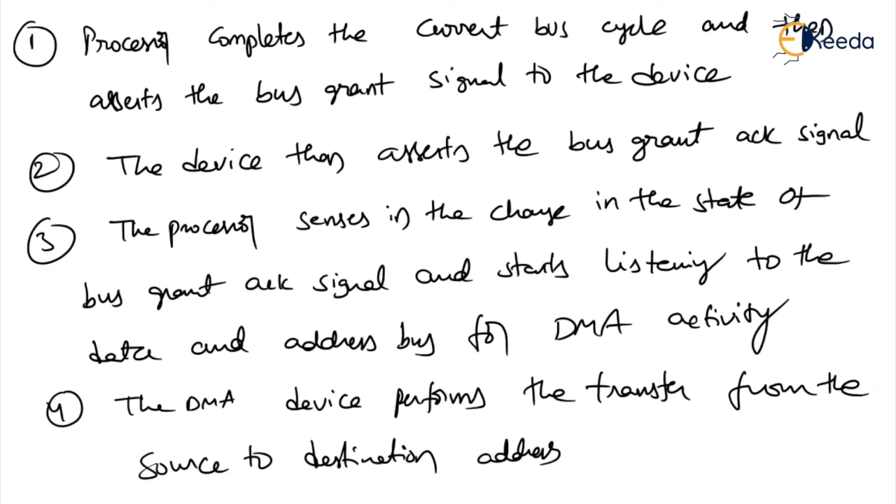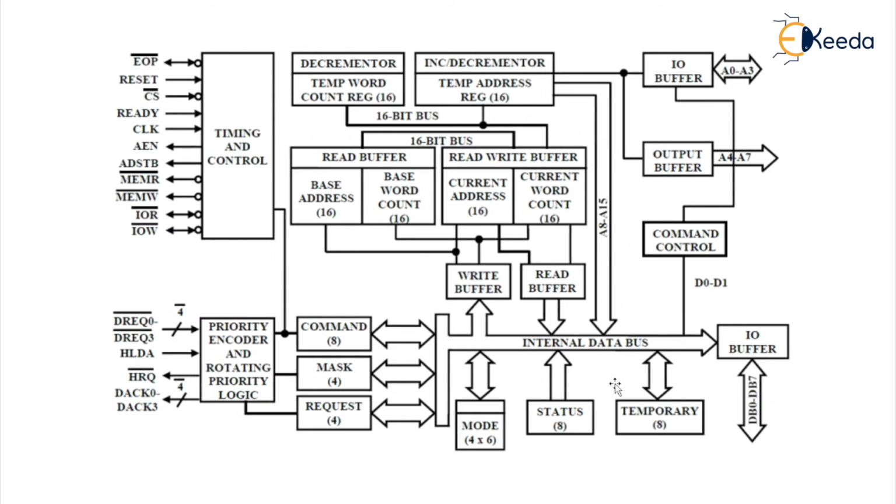Totally 7 steps. So try to understand all these 7, and you have to learn the block diagram. This is very important in the exam. Even if they do not ask for the block diagram, remembering it is very easy. First timing and control, priority level encoders, decrementer, incrementer, decrementer. This has the read buffer, read write buffer, command, mask, request, and here mode, status, temporary. Internal data bus A8 to A15.